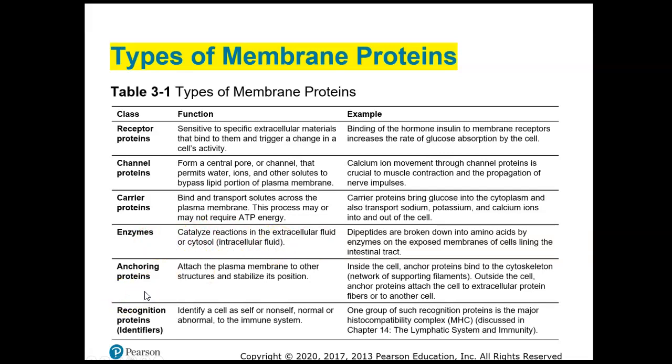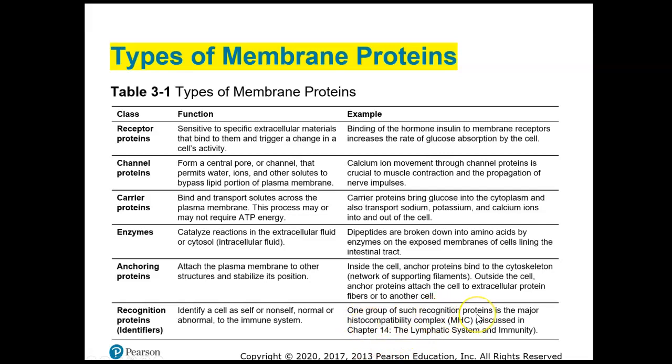We have anchoring proteins. The example here is inside the cell, anchor proteins bind to the cytoskeleton. Outside the cell, anchor proteins attach the cell to extracellular protein fibers or to another cell. Then we have recognition proteins or identifiers, and these are used, for example, in tissue compatibility, determining if someone's tissue is compatible so that they can be a donor for another person.